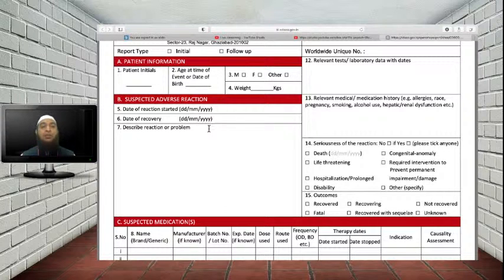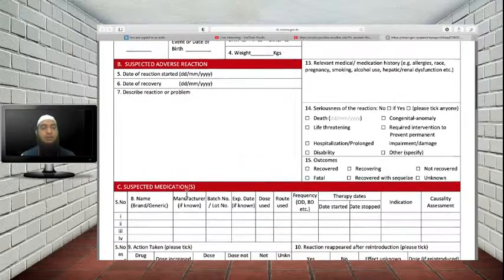Then describe the reaction or the problem. What reaction is the patient suffering from? For example, maybe the patient is suffering from an adverse drug reaction to penicillin, so he may be suffering from skin rashes. So this could be one of the adverse drug reactions. Or maybe the patient's blood pressure is increased. The patient suffers from hypertensive crisis. So that is also one of the adverse drug reactions. So that you can describe. So description of the reaction or the problem. So this is the 7th point.